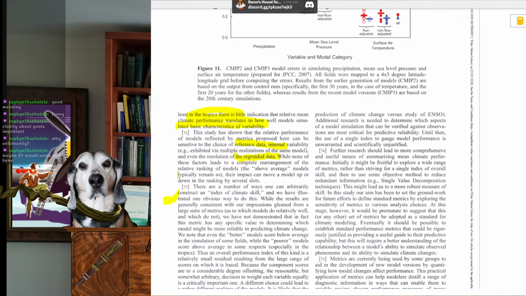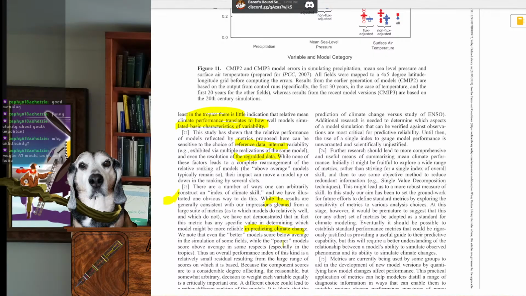There are a number of ways you can arbitrarily construct an index of climate skill, and we've illustrated one obvious way to do it. While the results are generally consistent with our impressions gleaned from a large suite of metrics as to which models do relatively well and which do not, we have not demonstrated that, in fact, this metric has any specific value in determining which model might be more reliable in predicting climate change.